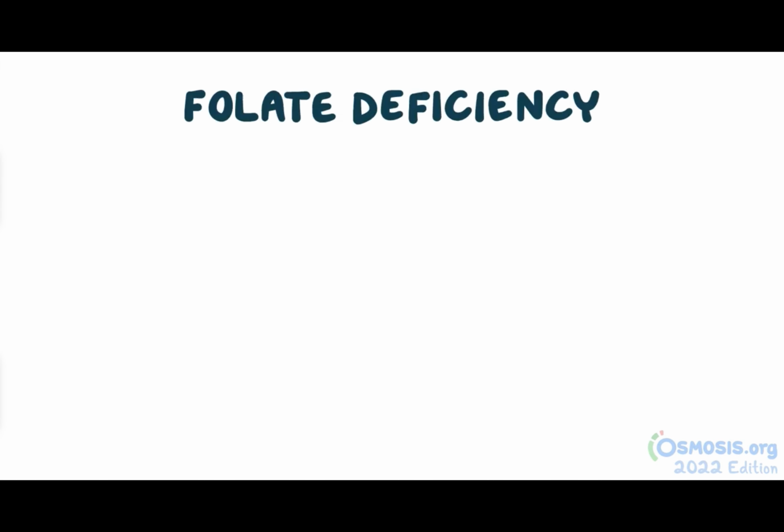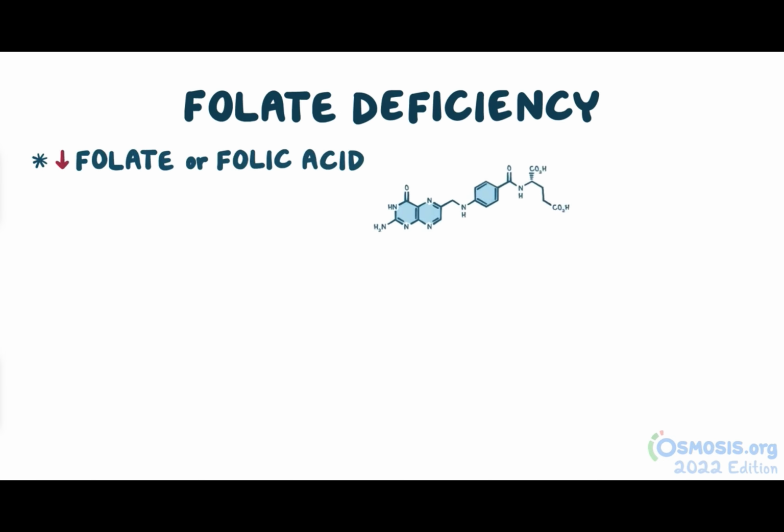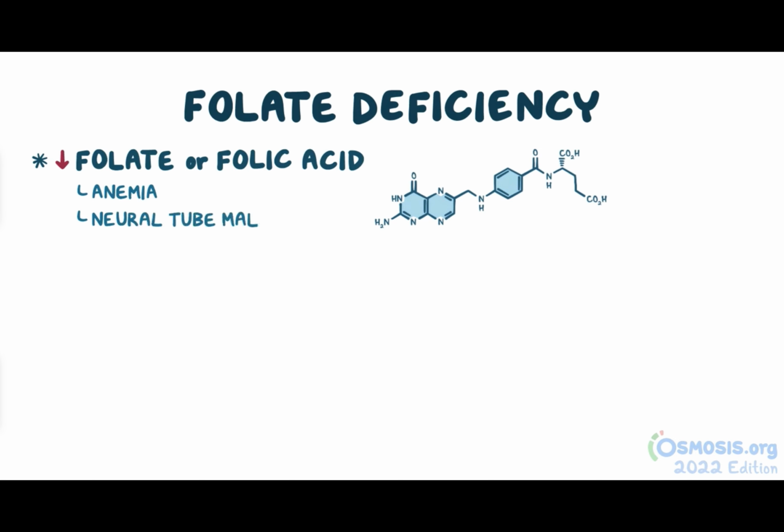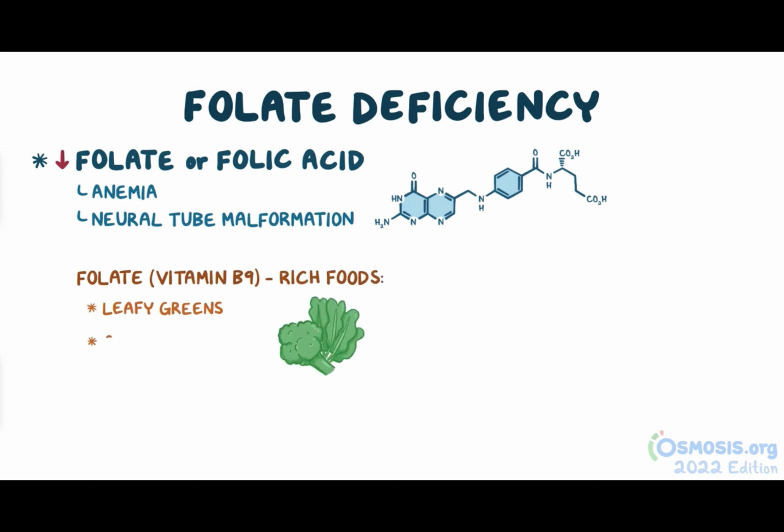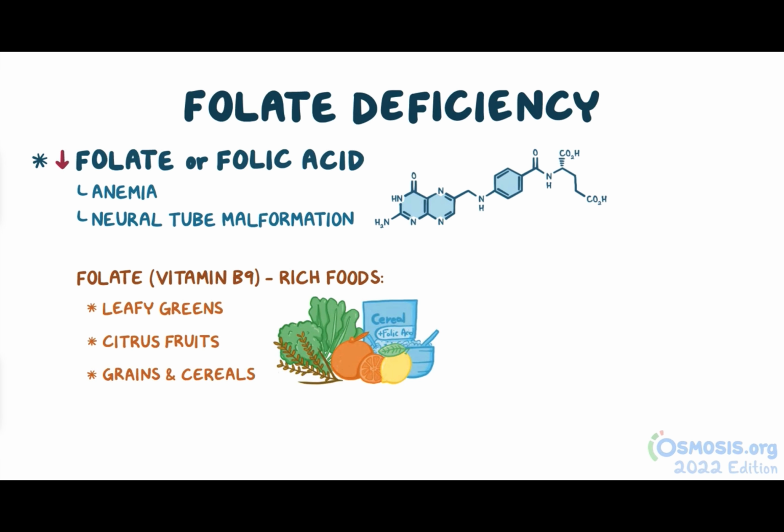Folate deficiency is a clinical condition that occurs because of a low level of folate or folic acid in the body. This can lead to a variety of problems ranging from anemia in individuals from all age groups to neural tube malformation in fetuses. Folate, also known as vitamin B9, mainly comes from eating leafy greens and citrus fruits like oranges and lemons. And nowadays, most countries fortify foods like grains and cereals with folate.